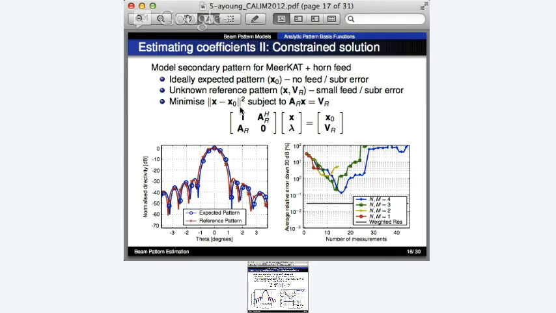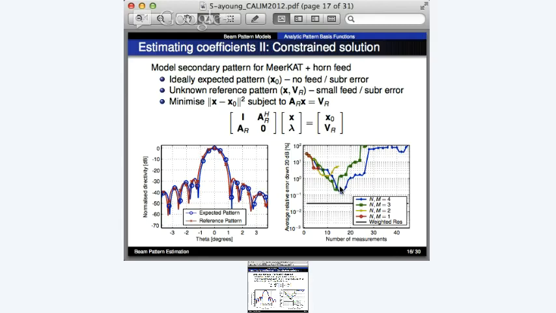So over here we show just the blue line is the expected pattern and the red line is the actual one with the feed and sub-reflective error included. And then on the right we show our various models of various order of expansion, how the error decreases according to the number of measurements. So we see that at first, with relatively few measurements, we can get the error down to relatively low level. And note also that this is using the original definition of the basis functions where we had previously that error that started to diverge as we included the number of modes in our expansion.